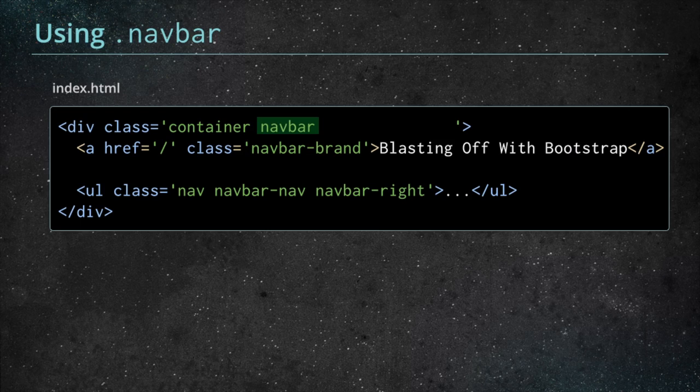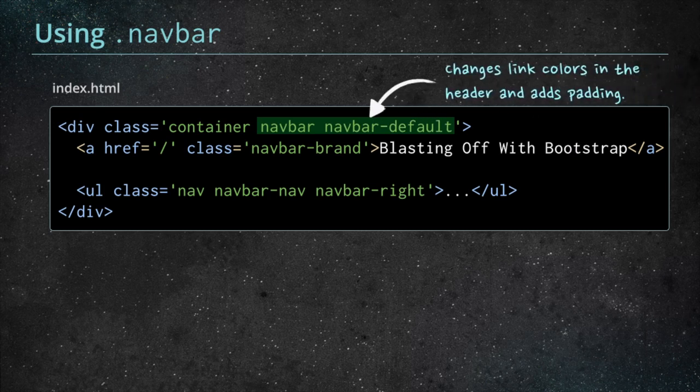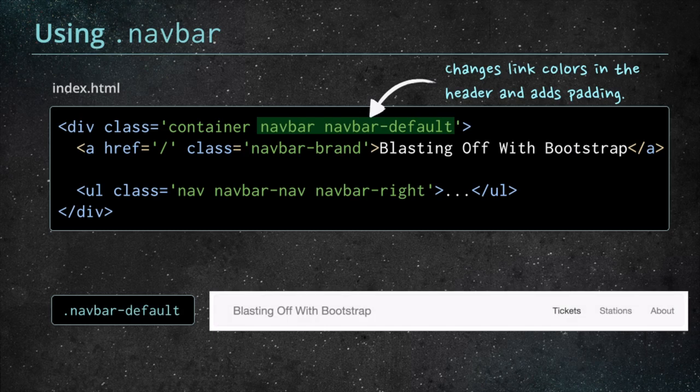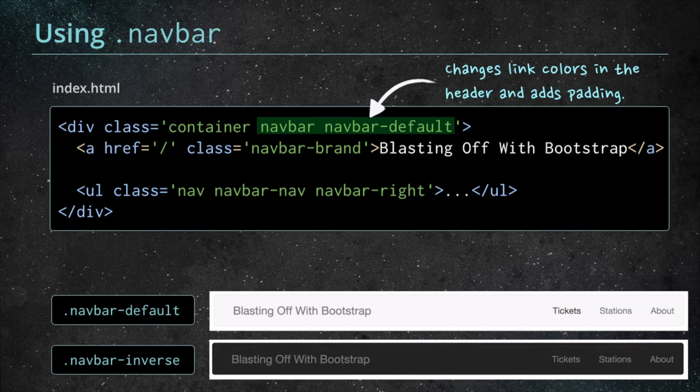In order to specify a color scheme for our navigation bar, we can add a class of navbar-default to this element. If we checked out our navigation bar now, we'd see that it has this nice gray background with some muted colors for our text as well. Bootstrap has one other navigation bar theme called navbar-inverse, which is great for darker color schemes.